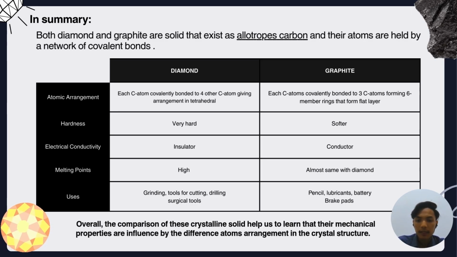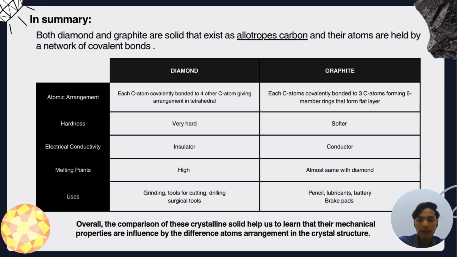In terms of electrical conductivity, diamond is an insulator since all the carbon atoms are bonded, while graphite is a conductor since it has free moving electrons that can carry charge. And next is the melting point. Diamond is high and graphite is almost the same as diamond but slightly lower.